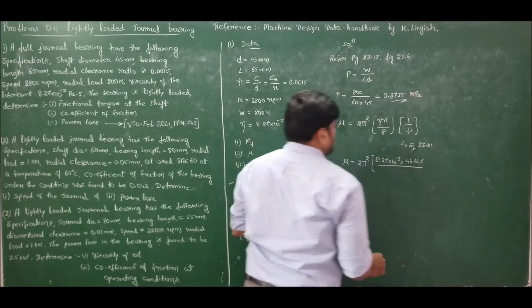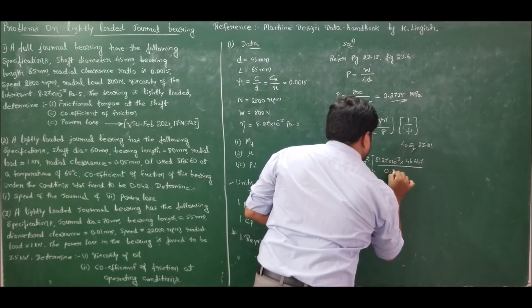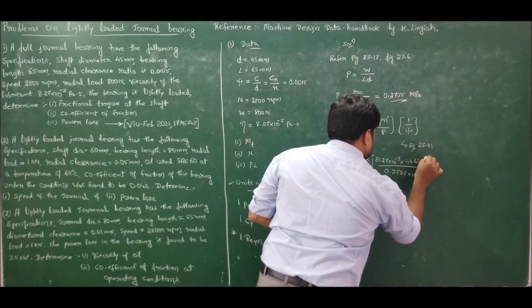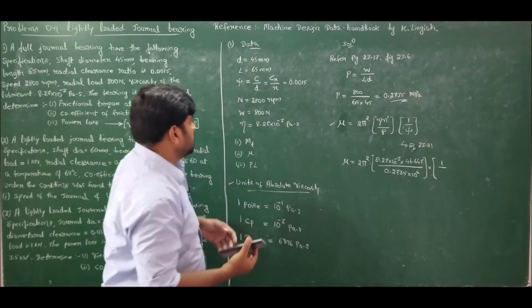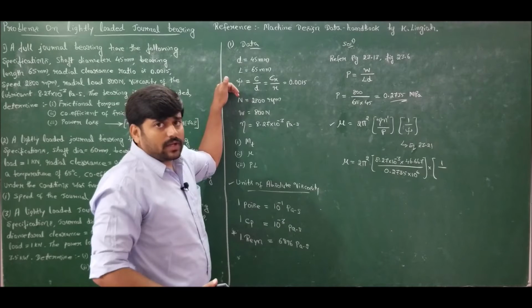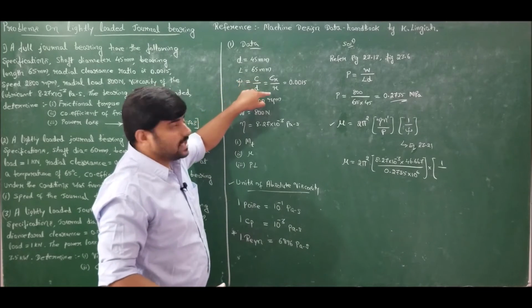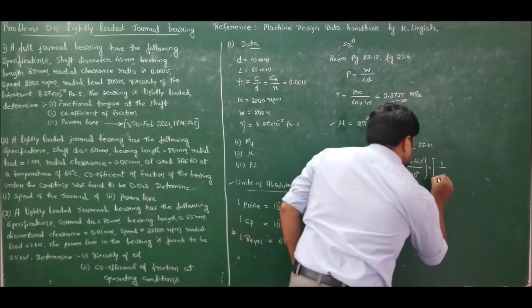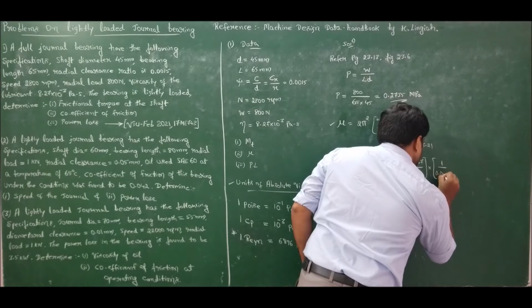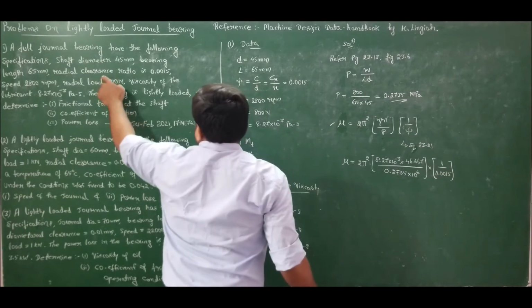46.667 divided by the bearing pressure, which we have already calculated, that is 0.2735 into 10 to the power of 6. This should be multiplied by 1 by diametrical clearance ratio, which is also equal to radial clearance ratio, which is 0.0015. 0.0015 clearance ratio.